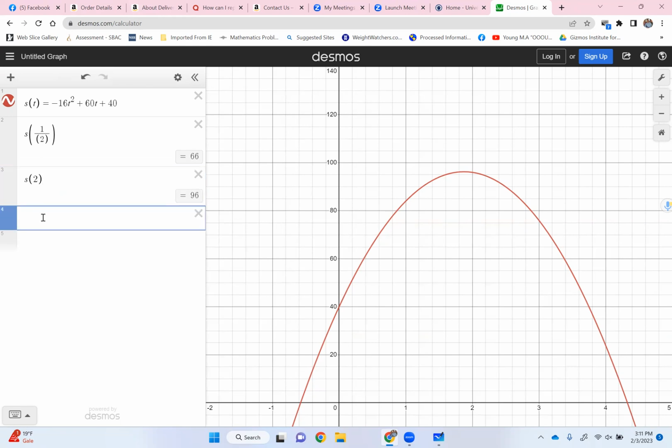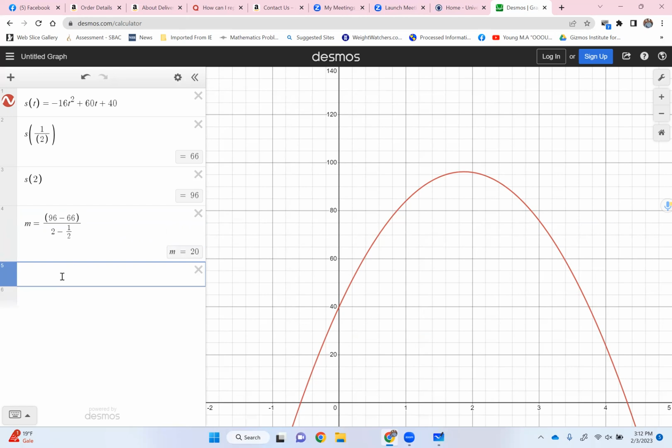So if we wanted to find the slope, which we could call m, we would say m equals y2, which is 96, minus y1, which is 66, over x2, which is 2, minus x1, which is 1/2. And we see the slope is 20.